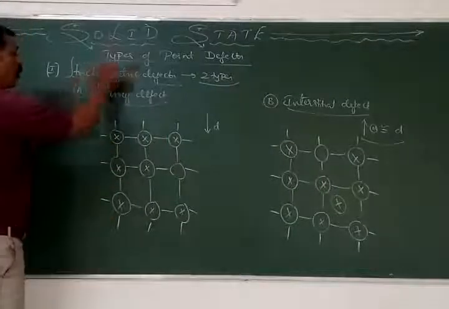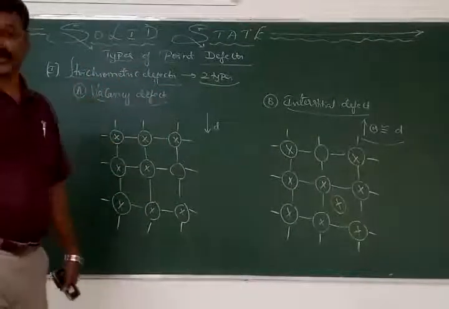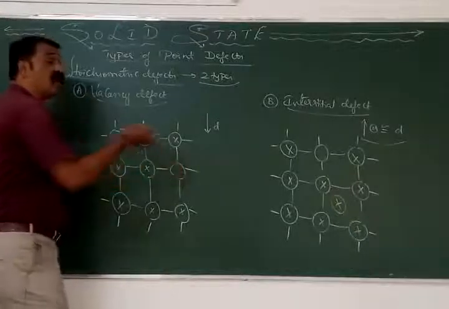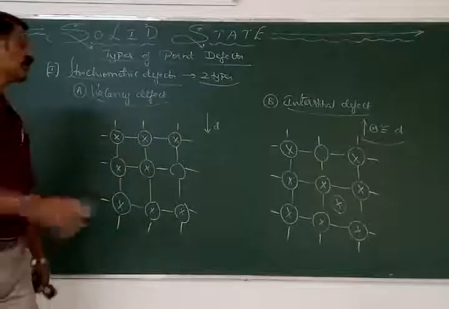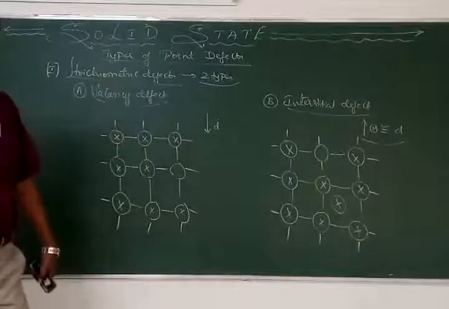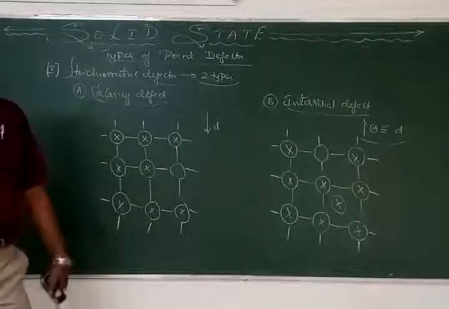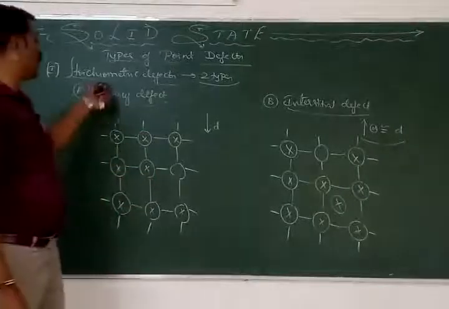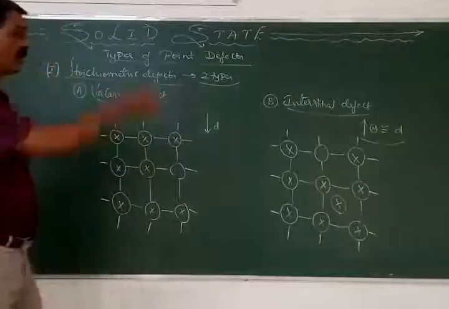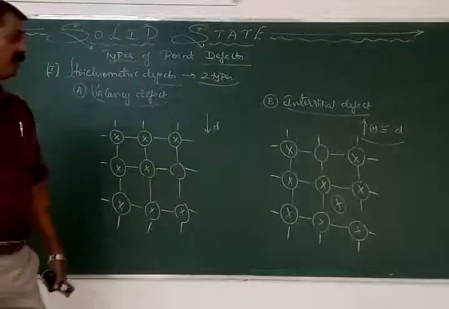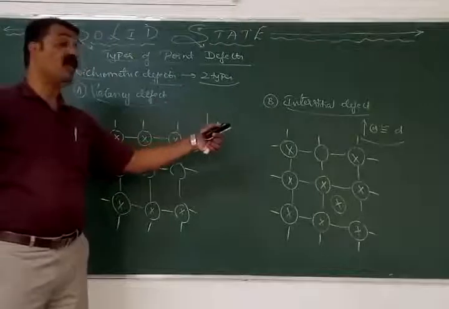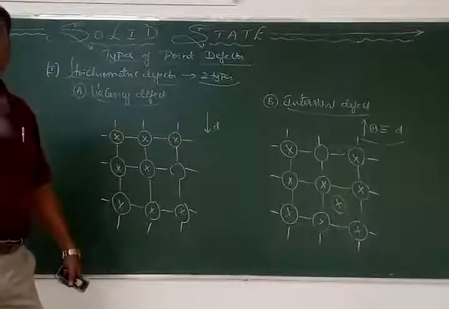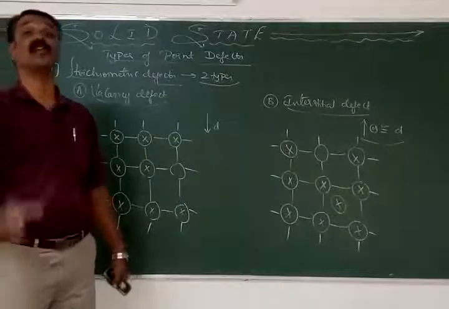Both are stoichiometric defects. The defect caused by some of the particles missing from their original lattice points is the vacancy defect. The vacancy defect usually decreases the density of the crystal. Whereas the interstitial defect is also a stoichiometric defect that arises when some of the particles leave their original lattice points and enter the interstitial or intermediate position.